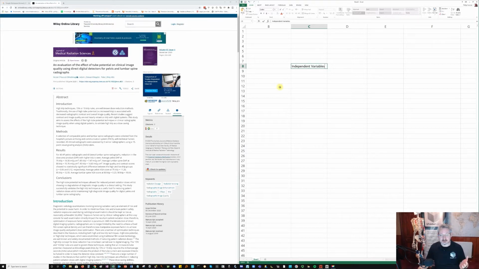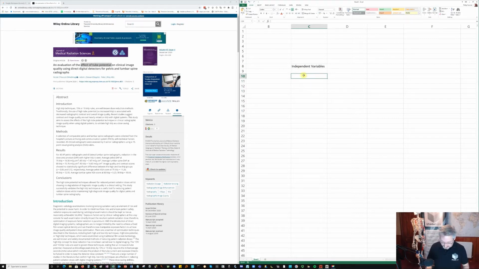Because any experiment has an independent variable, at least one, which is altered by the researchers, by the experimenters, and so we're going to need something to alter. Now, in this case, just by reading the title, it talks about tube potential, the effect of tube potential. That means that the tube potential was something that was changed. And so that's the independent variable. That's one of the independent variables.